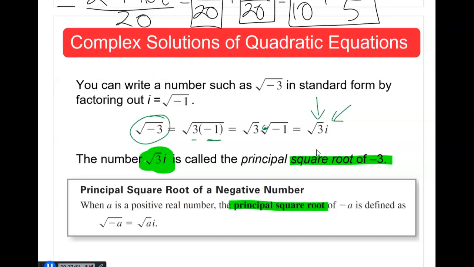So here, instead of saying plus minus square root of 3i, we just take the principal square root, which will be the positive square root of 3 times i. And so that's the same thing that we have here, the positive square root.